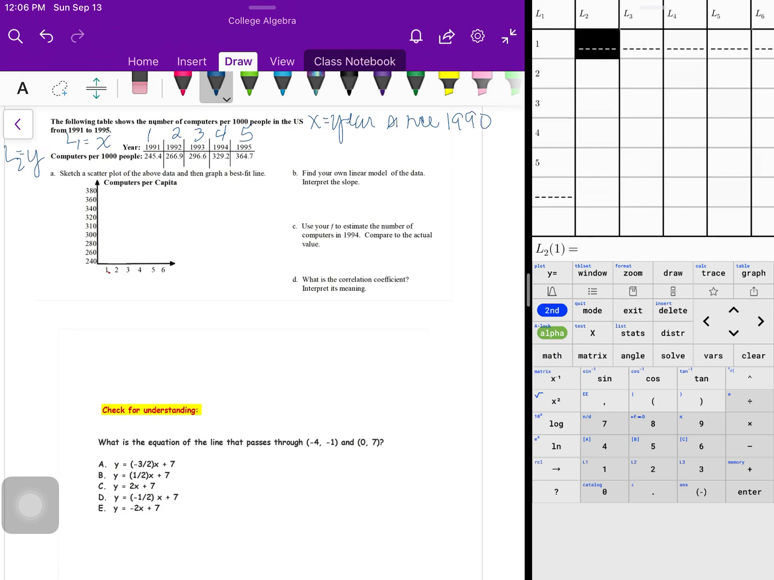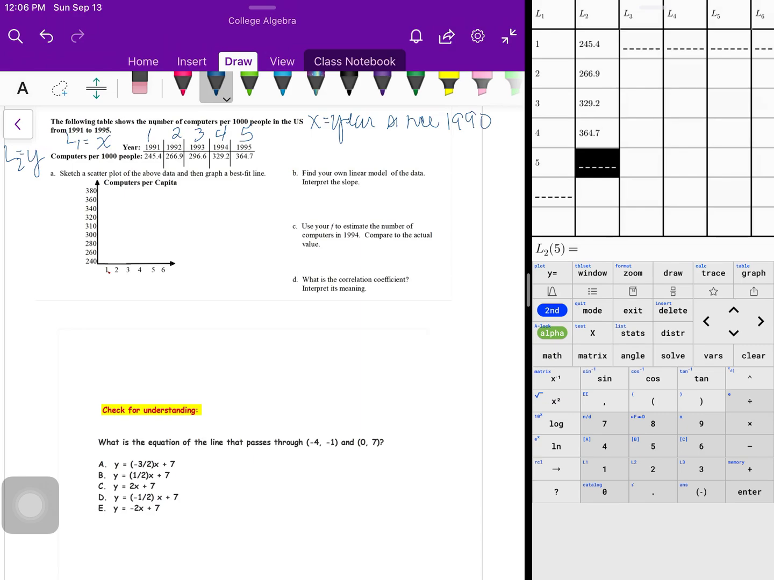In list 2, we're going to enter 245.4, 266.9, 329.2, and 364.7.